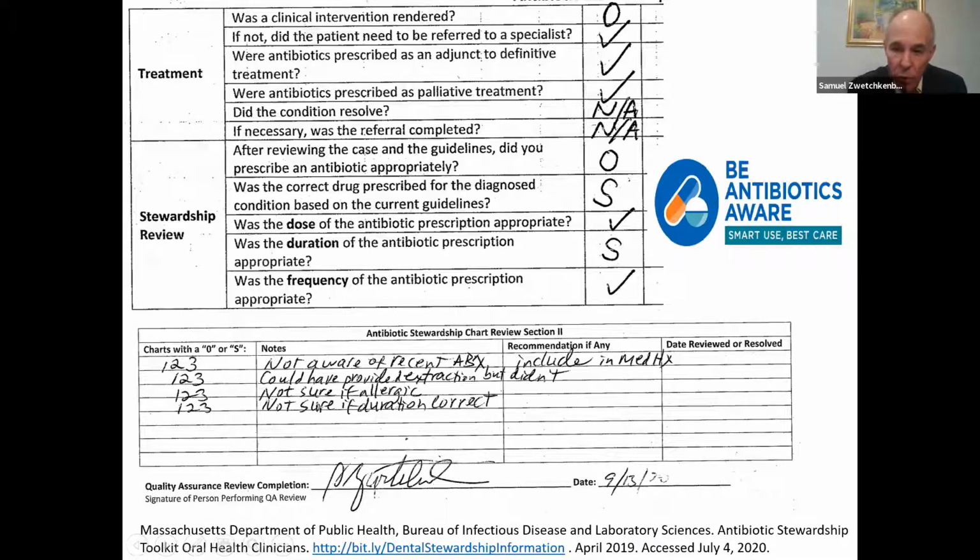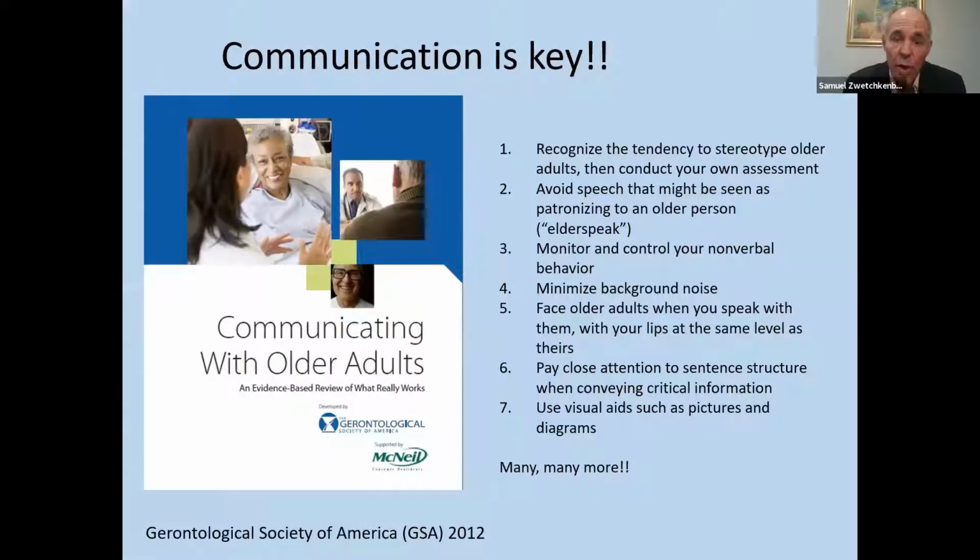So we go through all the methodology here, and this is a tool you can all use. The other tool I shared with you, which if we don't already have it posted on our webpage, we can, is something from the Gerontological Society of America called Communicating with Older Adults: Evidence-Based Review of What Really Works. There are a lot of fantastic items here that are evidence-based measures of how to communicate with older adults. I'll just give you some examples.